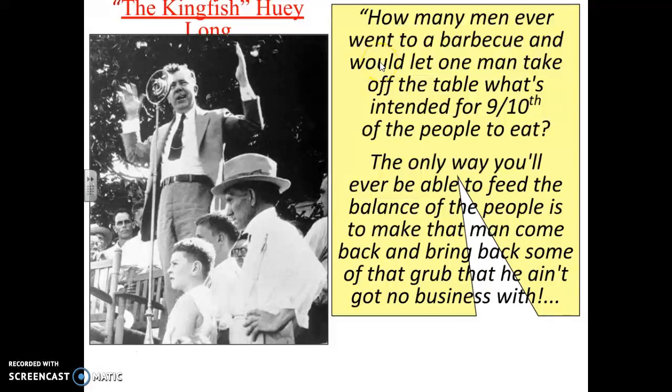barbecue and would let one man take off the table what's intended for 9/10 of the people to eat?" What he's essentially saying is that he believes there needs to be more of an equal distribution of wealth. So again, he wants to tax people 100% over a million. He's basically saying you cannot make more than this amount of money, and the government is going to take that money and distribute it equally to other people.